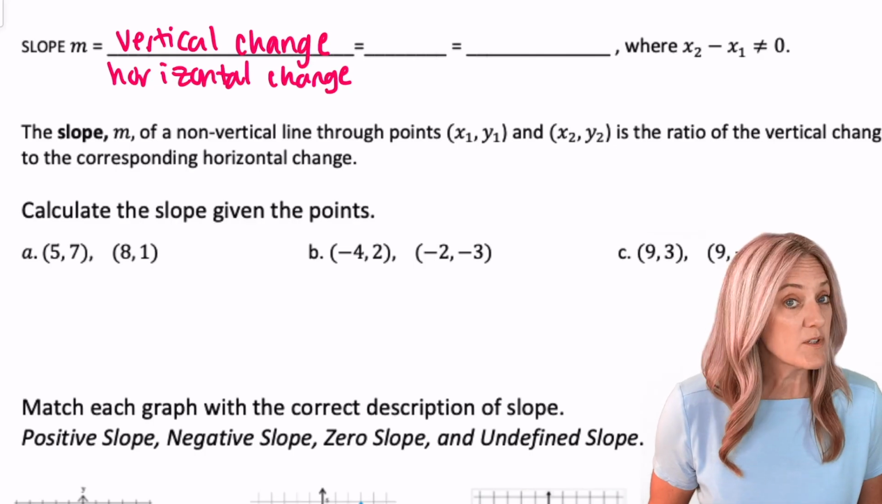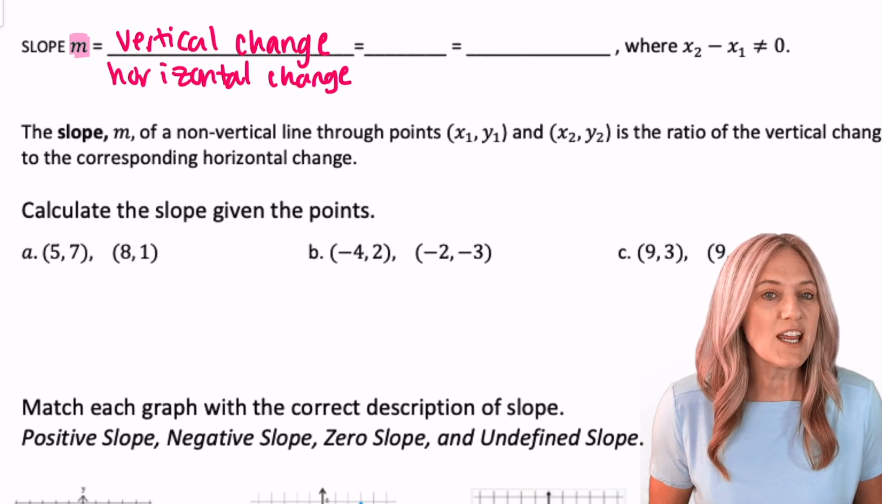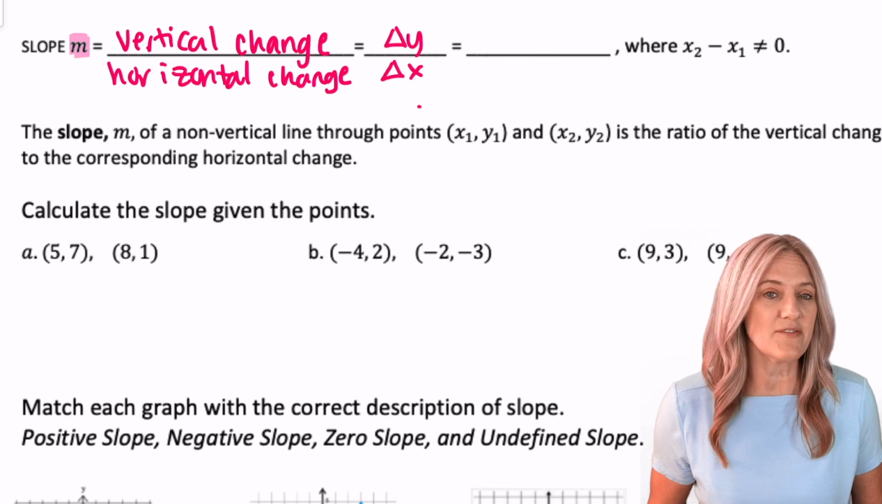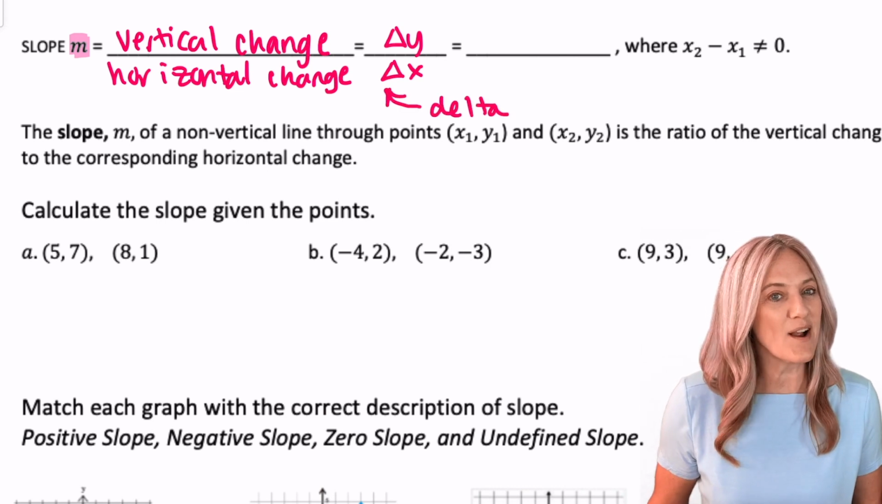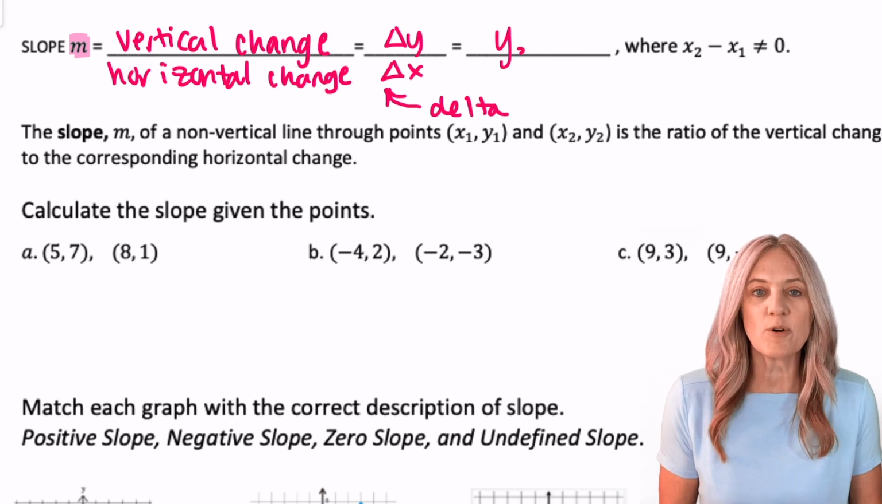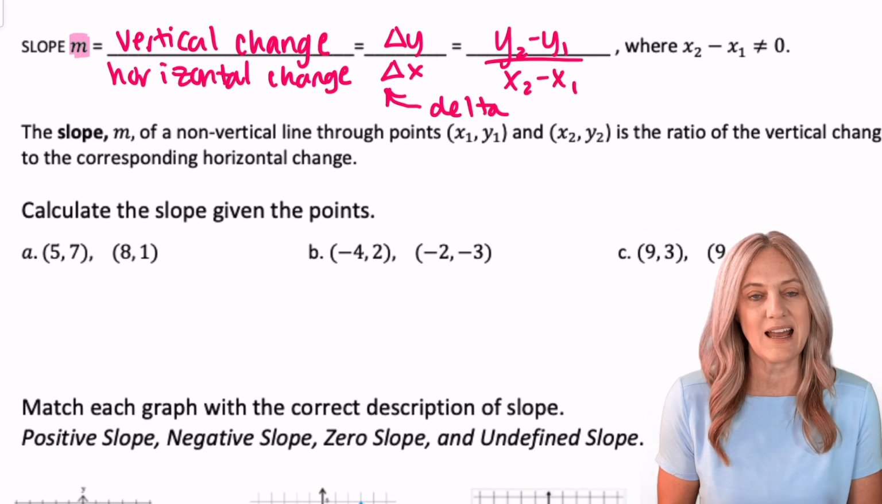For slope, we most often use the variable m to describe it. It is vertical change divided by horizontal change, or delta y divided by delta x. That little triangle is delta. And last, when given 2 points, we use that formula y sub 2 minus y sub 1 divided by x sub 2 minus x sub 1.